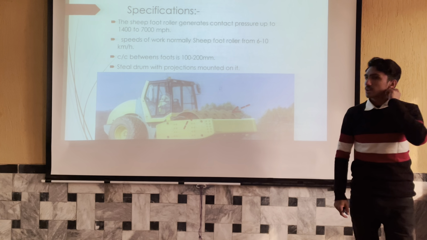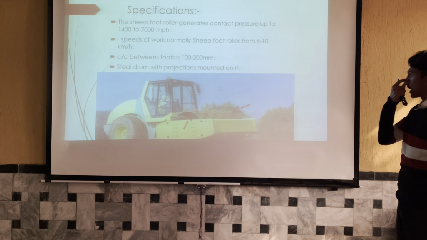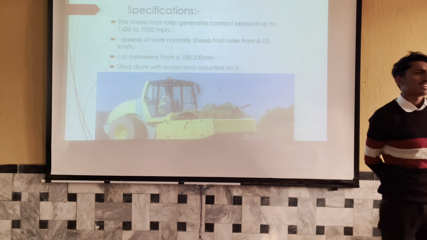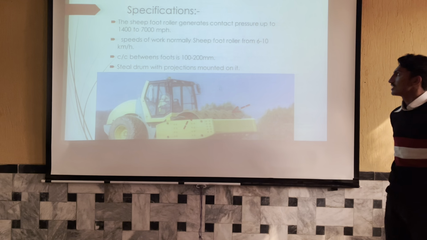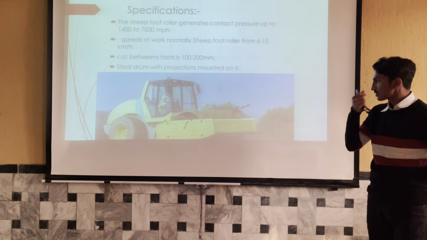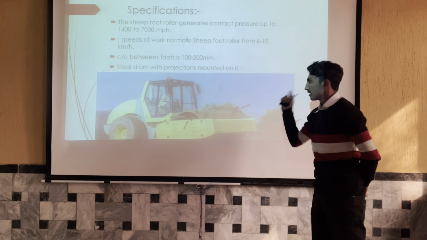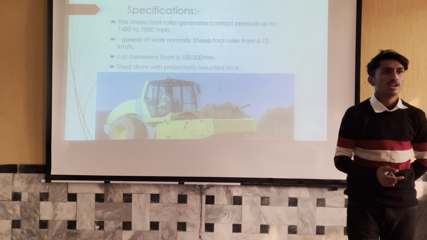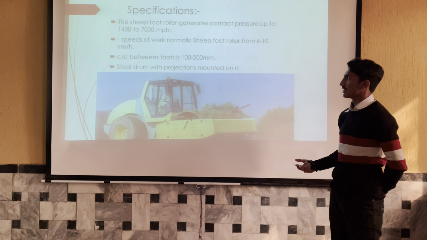Next, we are concerned with specifications. Just like other rollers, they can compact with a contact pressure of 1400 to 7000, which is very heavy as compared to other rollers. The speed of work is 6 to 10 km/h, which is very good for compacting. The center to center distance between feet is 100 to 200 mm. Basically it is a steel drum on which projections are mounted, so you can increase its weight by adding soil or other fill material.